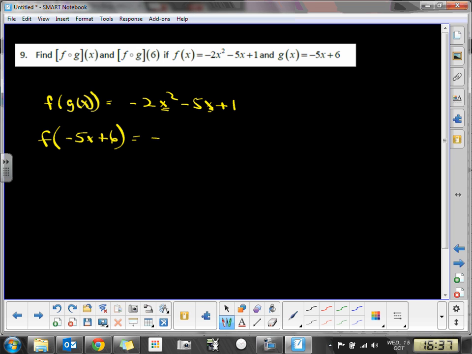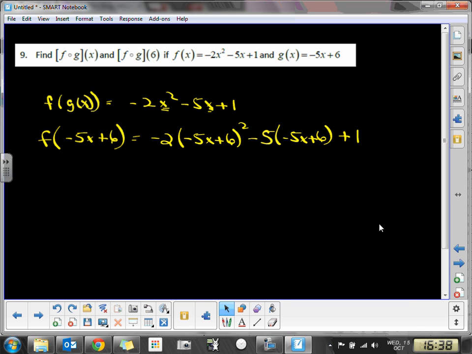So we have to have a negative 2 times negative 5x plus 6 squared, minus 5 times negative 5x plus 6, then plus 1. So what I've done is I replaced all the x's with the input value of negative 5x plus 6. The order of operations must be satisfied, so we're going to square this binomial first and then take it times negative 2. So I'm just going to move things over.